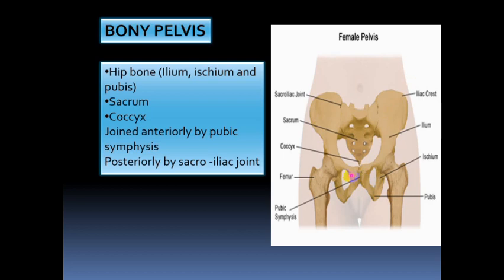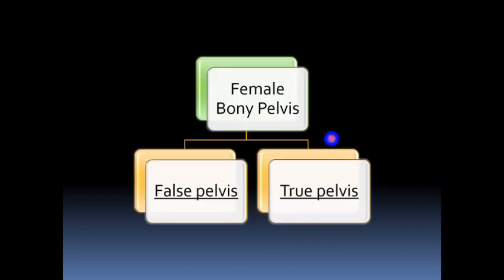The pubic bones are joined anteriorly by the symphysis pubis, while the sacrum is joined with the ilium on either side by the sacroiliac joint. This is the sacroiliac joint. These are the bones which form the female bony pelvis. The female bony pelvis has 2 parts: the true pelvis and the false pelvis.